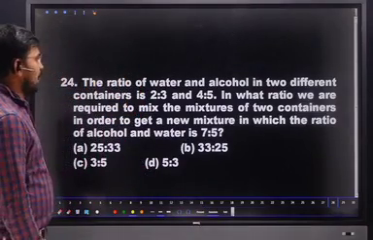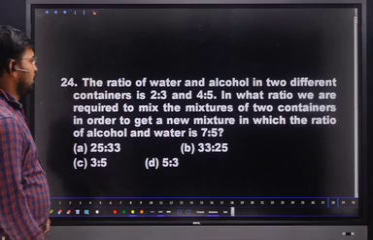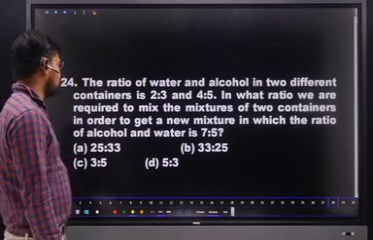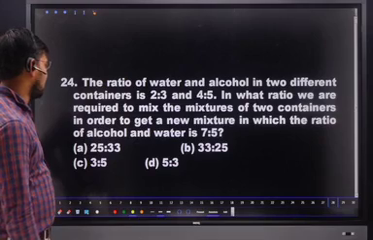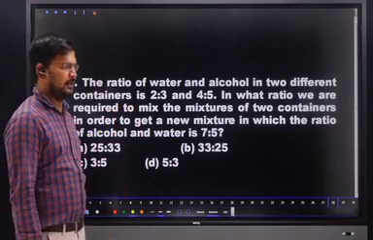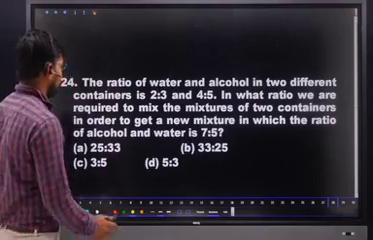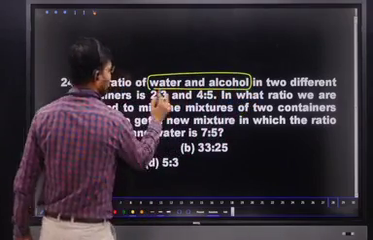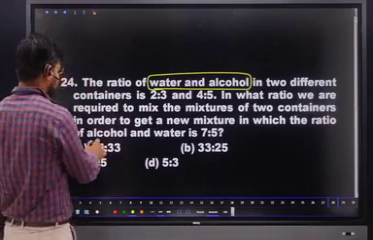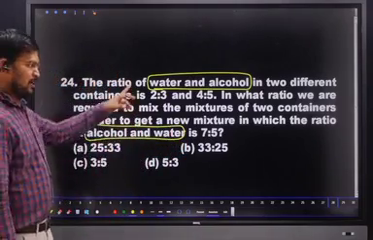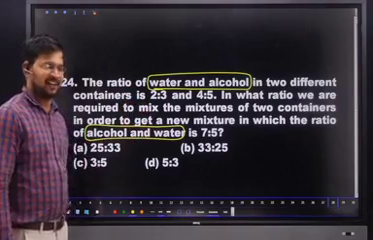The ratio of water and alcohol in two different containers is 2:3 and 4:5. In what ratio are we required to mix the mixtures of these two containers in order to get a new mixture in which the ratio of alcohol and water is 7:5? Try to solve in the similar way. But here the first two ratios are water to alcohol. Just remember this point: water to alcohol. But in the final mixture, alcohol to water. If you confuse these two, you may get the wrong answer.